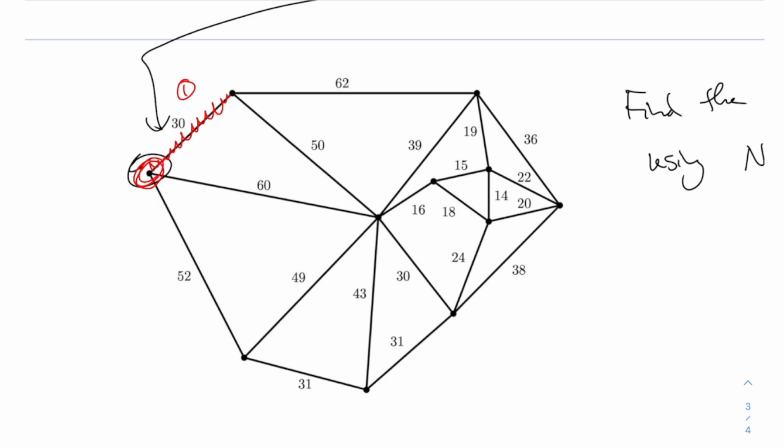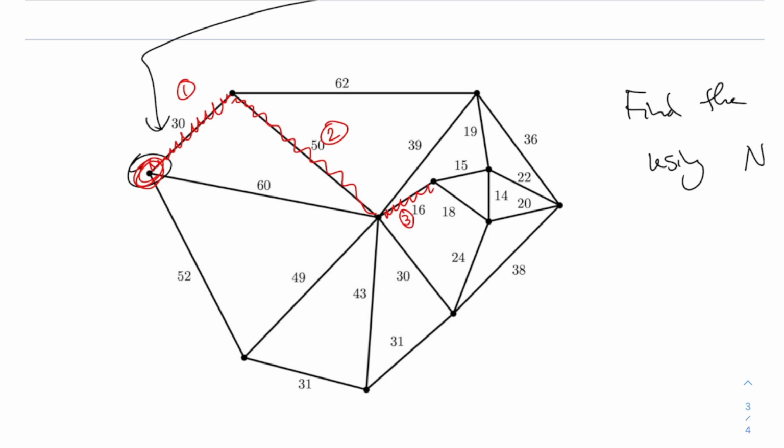What should my next choice be? I look at all the edges which touch this edge. That would be 52, 60, 50, or 62. I choose the 50. So that's my second choice. Next, I am looking at all the edges which touch any of these ones so far. I think the cheapest overall from those would be the 16 here. And so I fill in the 16. That was my third choice.